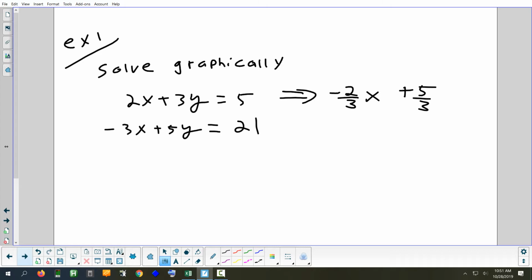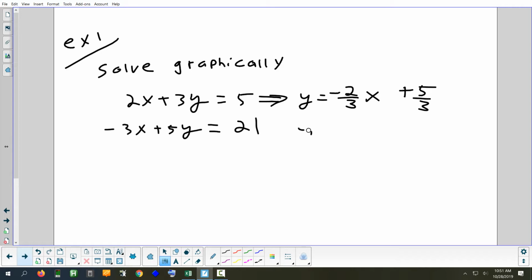Okay. Is there any question on how I did that? No, I'm just going to do it like this. So now we've got y equals negative 2/3 x plus 5/3. That's good. Now you can type that in.